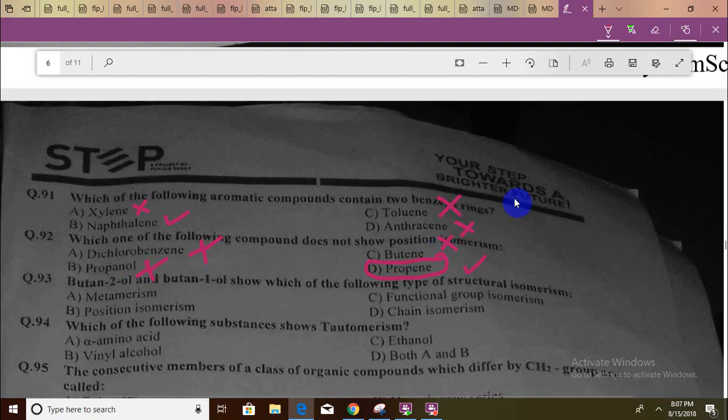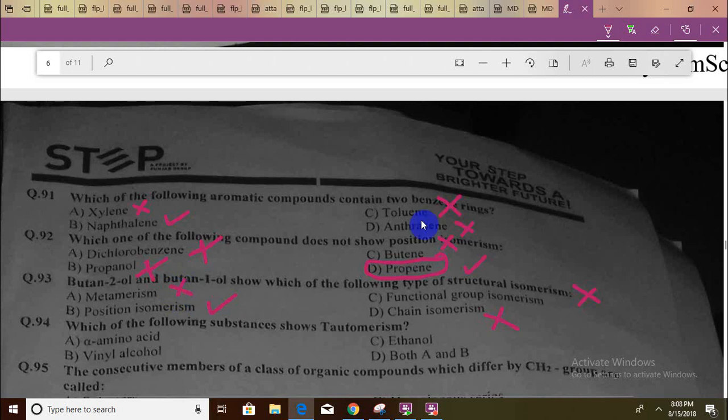So butan-2-ol and butan-1-ol show which of the following types of structural isomerism? Metamerism, no. Position isomerism, yes. Chain can't be because the functional group is the same, the chain structure has not been changed.